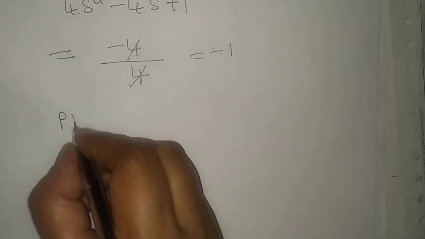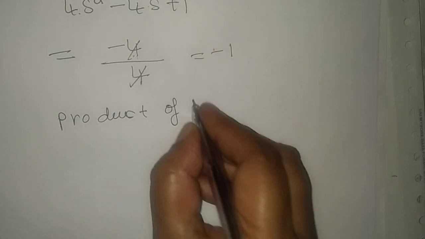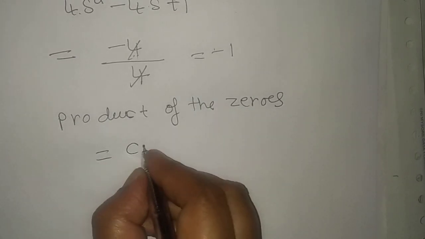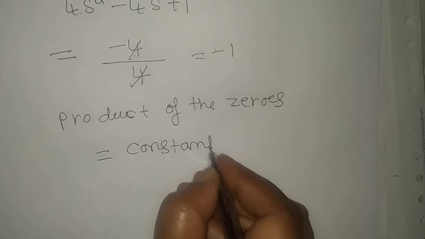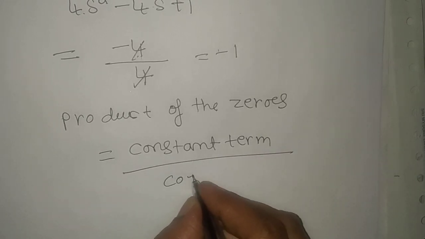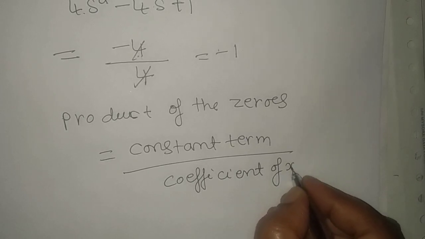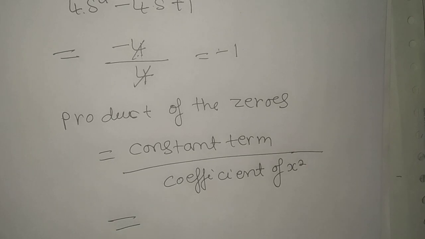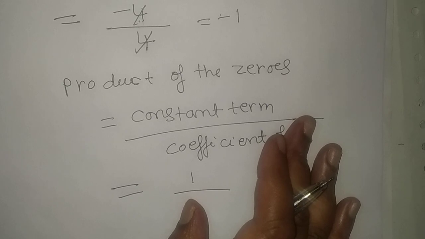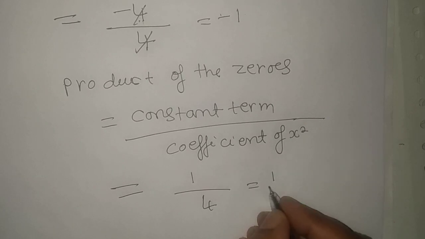Now the product of the zeros. Product of zeros is equal to constant term by coefficient of x square. What is the constant term? 1. Then the coefficient of x square is 4, so that is equal to 1 by 4.